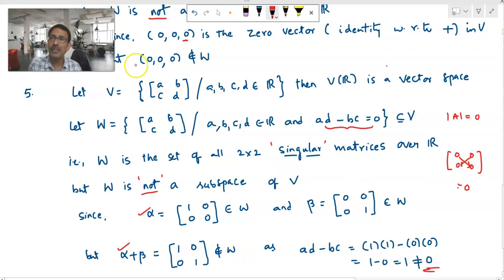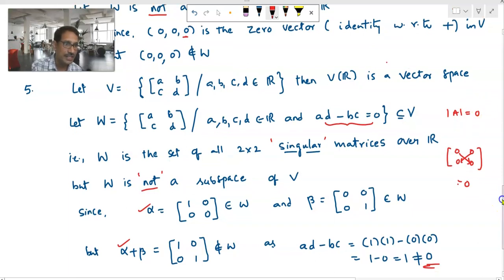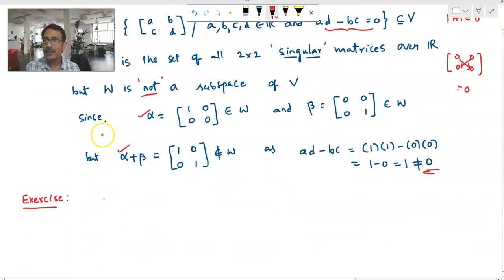So I have given you 3 examples of subspaces and 2 examples of non-subspaces. Now, what is your exercise? Your exercise for this class is to find 2 examples of subspaces and 2 examples of subsets of a vector space that are not subspaces. Kindly try to do that, then only you will understand.